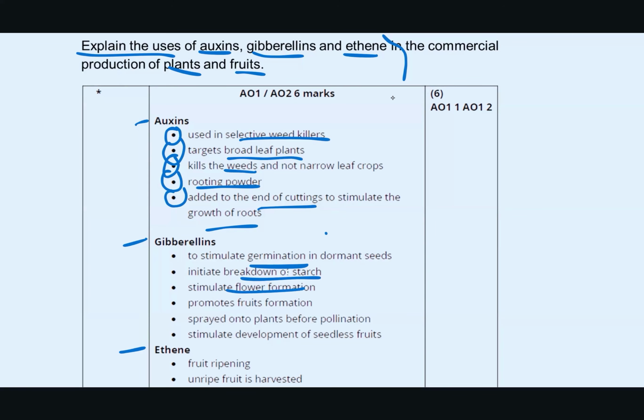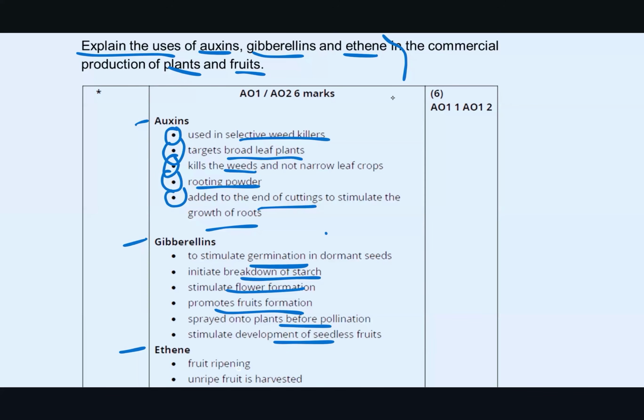That stimulates flower formation. It promotes fruit formation because if the starch is broken down to glucose, then that glucose is going to need to be stored somewhere and it's stored inside the fruits. It's sprayed onto plants before pollination and it stimulates development of seedless fruits.